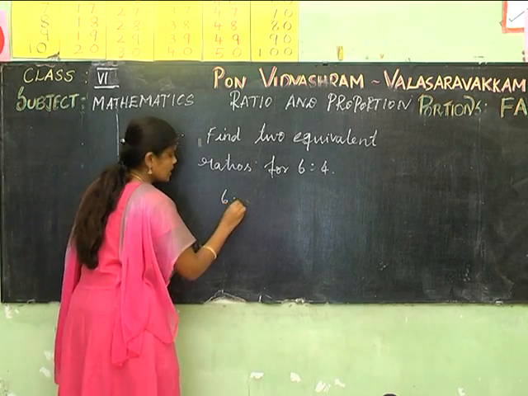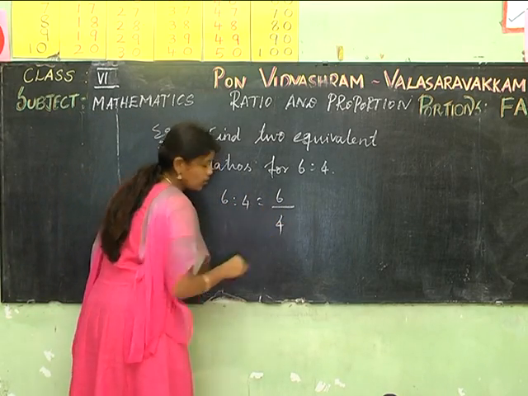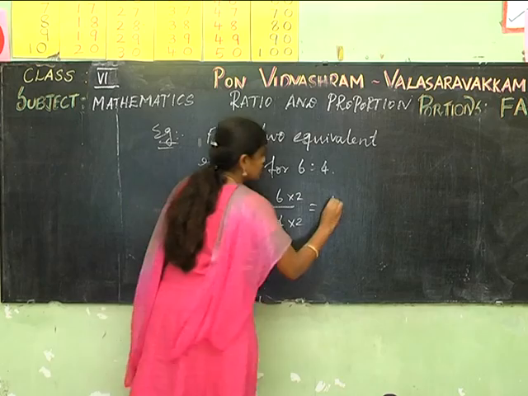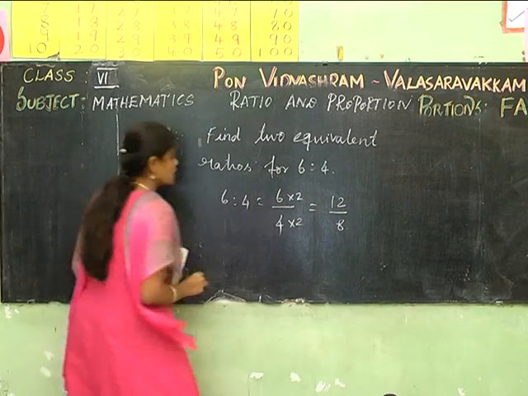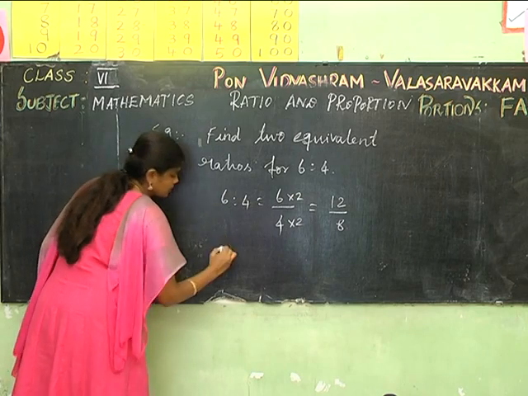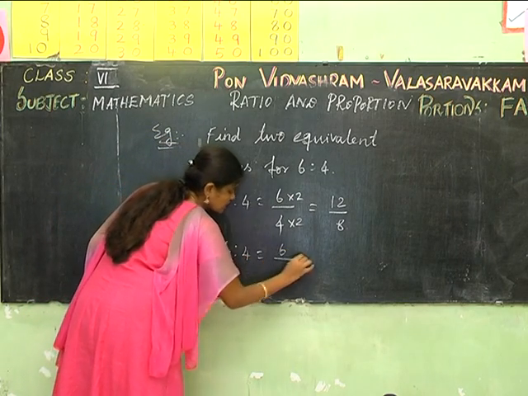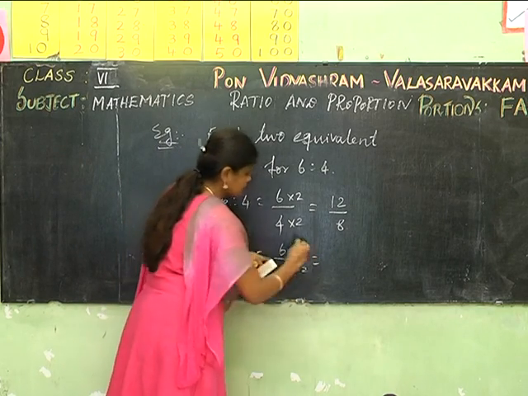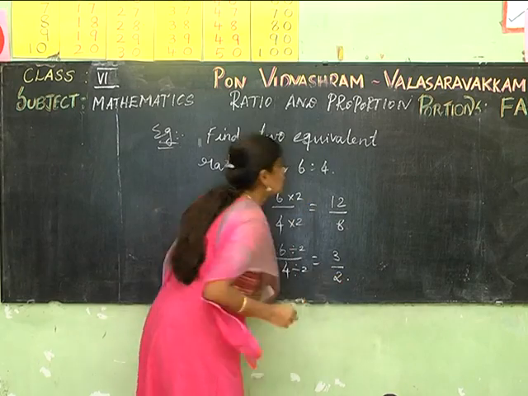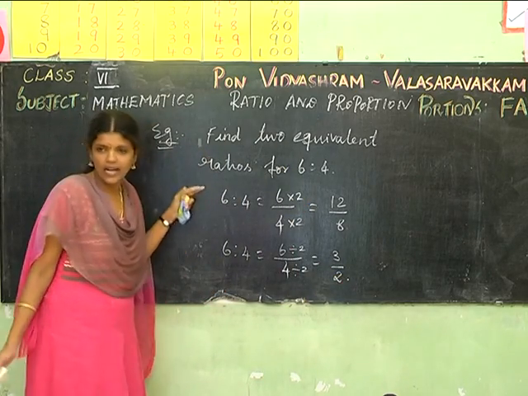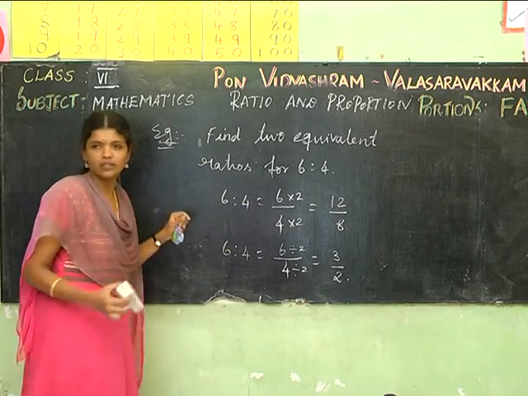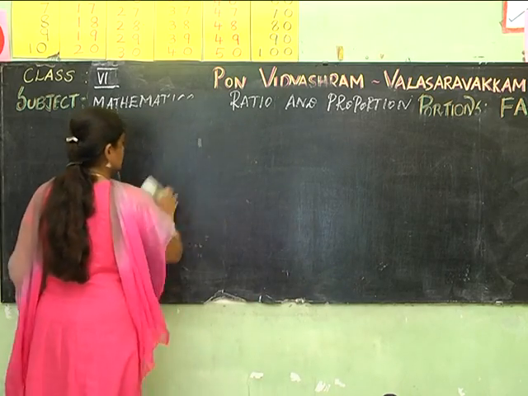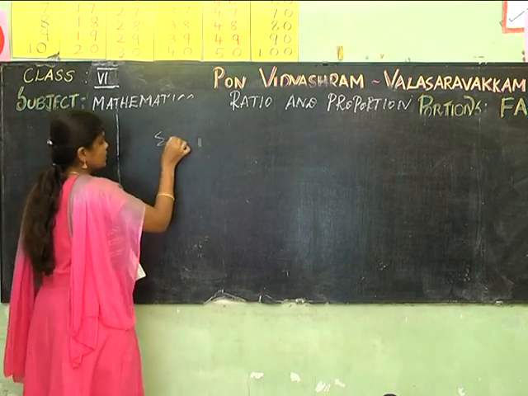To find an equivalent ratio, we can apply the multiplication and division method. First, 6:4, you can write as 6 divided by 4. First you multiply by 2. Now you will get 12 divided by 8. This is the multiplication method. Then again 6:4, so 6 divided by 4. You can divide this by 2. You will get 3 divided by 2. Finding equivalent ratios, we can apply the multiplication method and division method. Now, one more example.